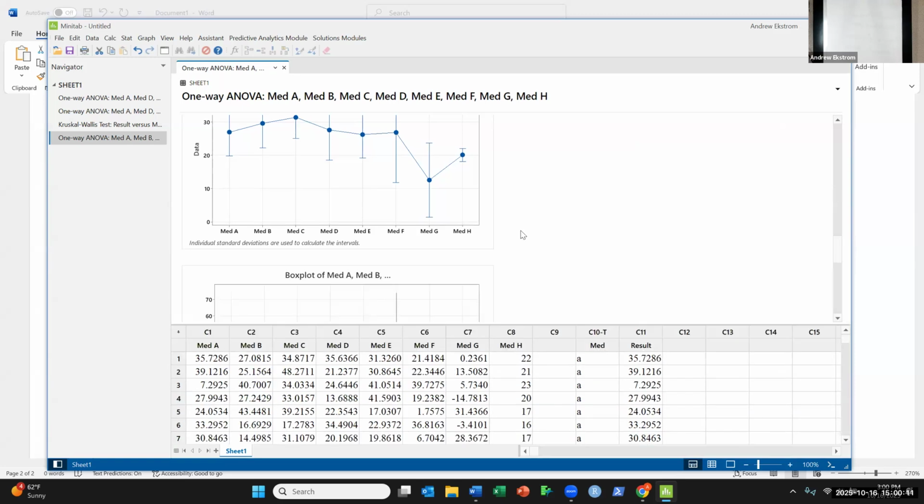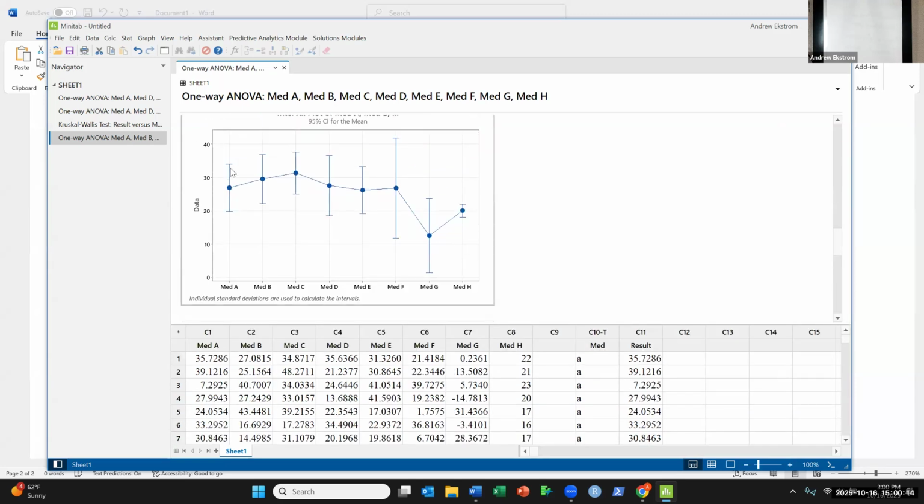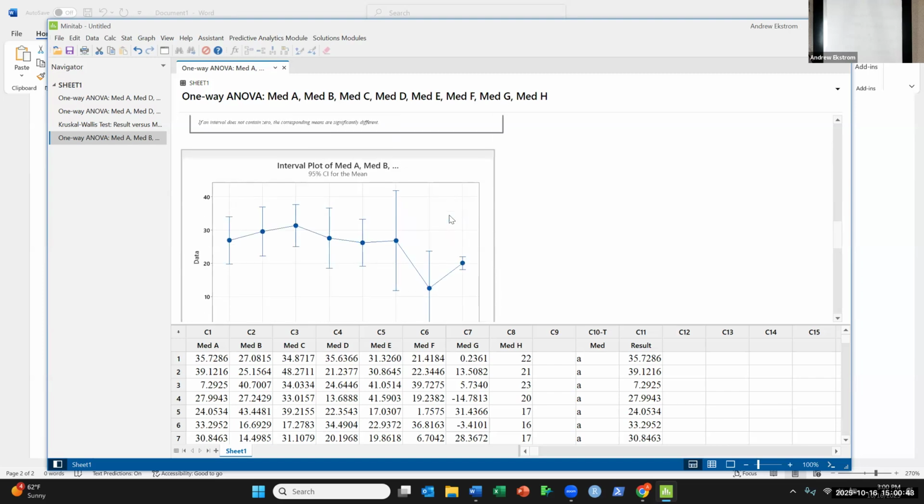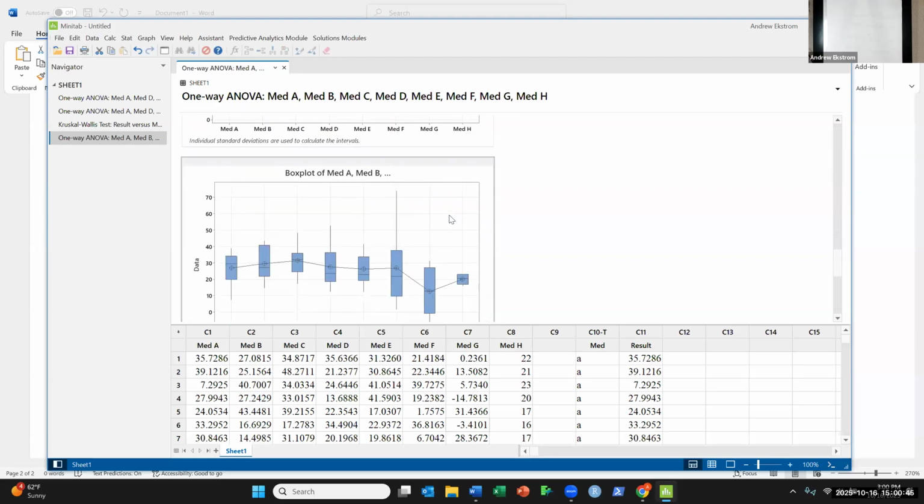Looking at the error bars for all of these, F looks huge compared to A through E. G looks huge compared to A through E. H looks a lot smaller compared to everything else. So again, if we assumed equal variances here, we would have very different results, but our results would be wrong because we violated the assumption that variances for all these groups would be the same.